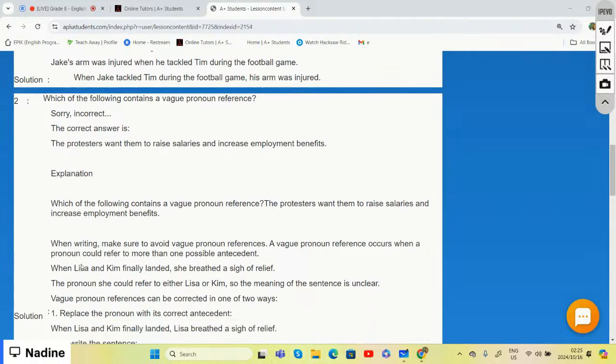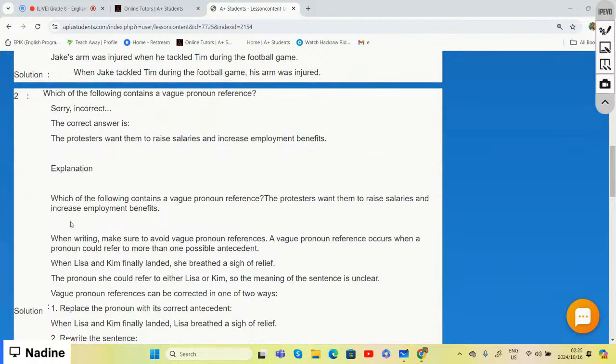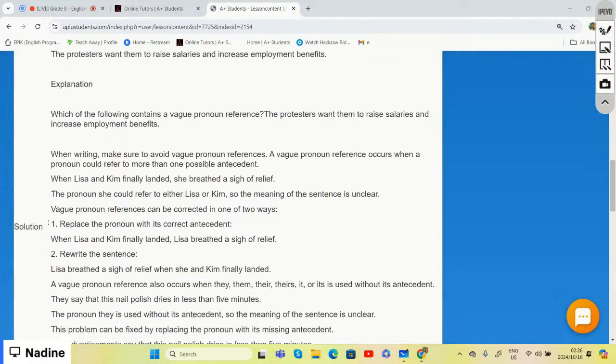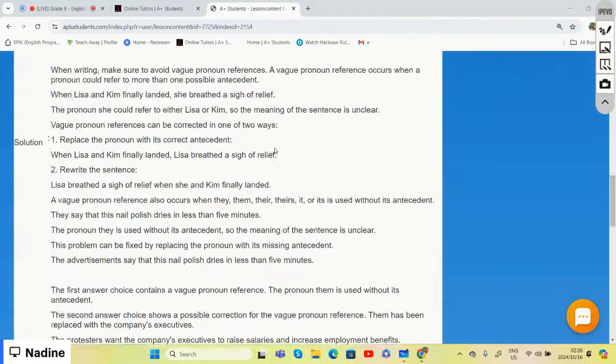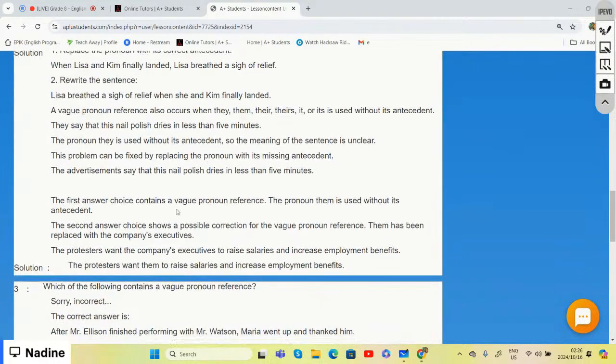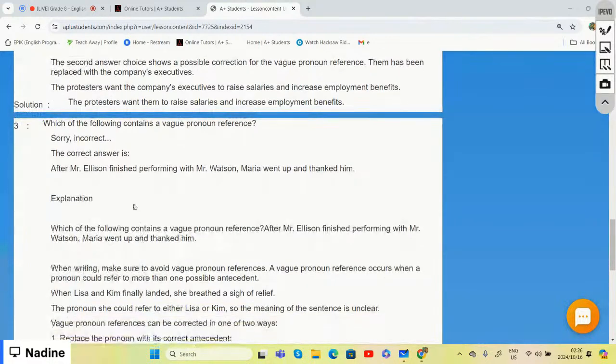And when we look at the sentence that says the protesters want them to raise their salaries and increase employment benefits, them can refer to either the people that they work for, right? Your executives, your bosses, and so on. And then, after Mr. Ellison finished performing with Mr. Wilson, Maria went up and thanked him. That is also a vague pronoun reference.